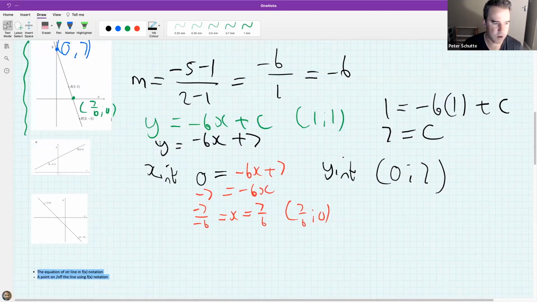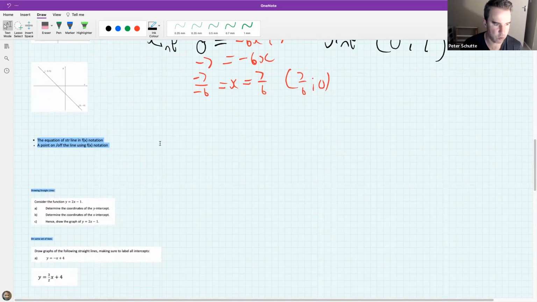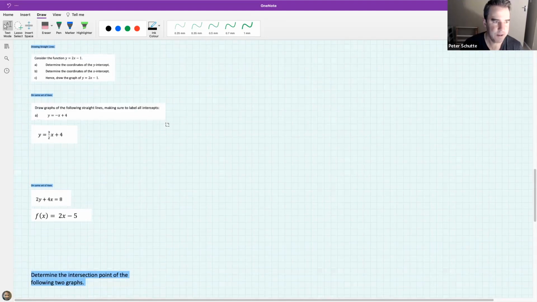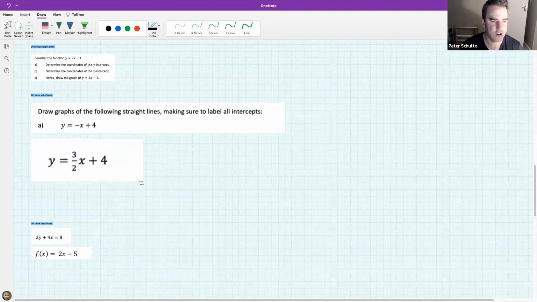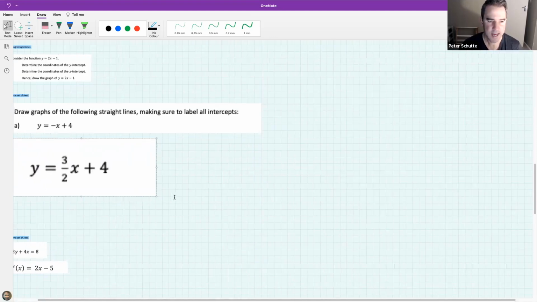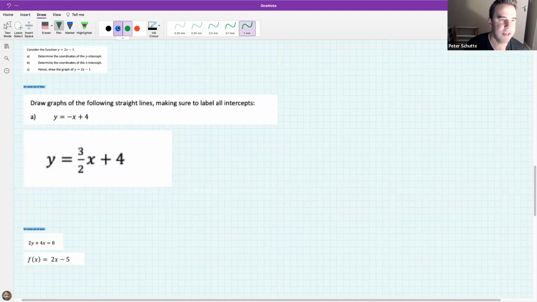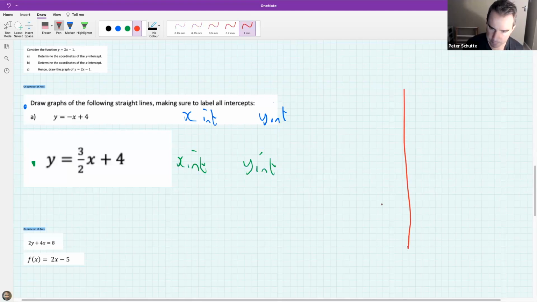And what I want to do now is practice drawing some straight line graphs. I'm going to give you the equations of two straight line graphs. And in order to draw them, you are going to find me the x and y intercepts. So the x-intercept of this graph, the y-intercept. And you're also going to find me the x-intercept and the y-intercept of this one. And I want you to plot them on the same Cartesian plane.